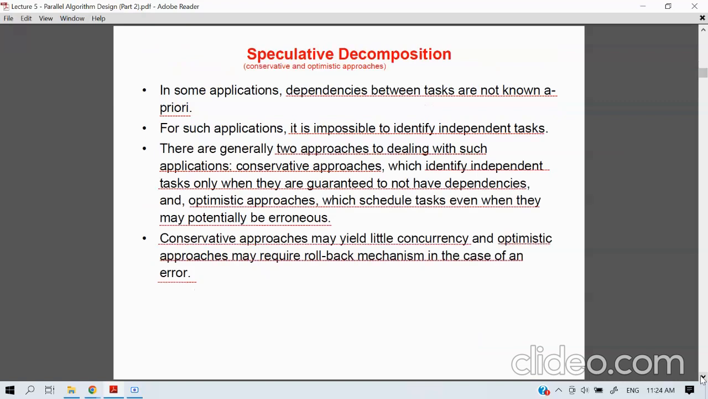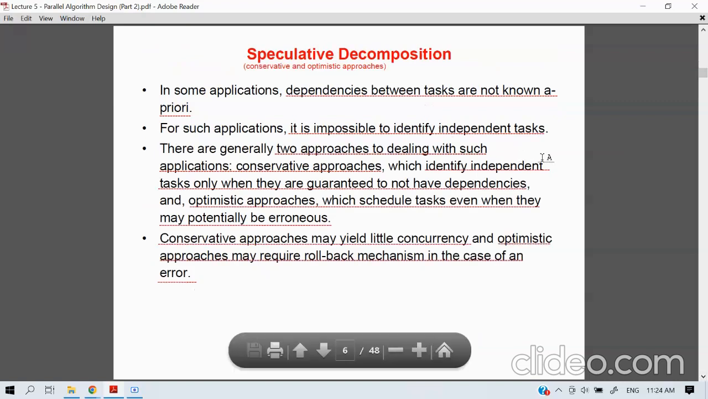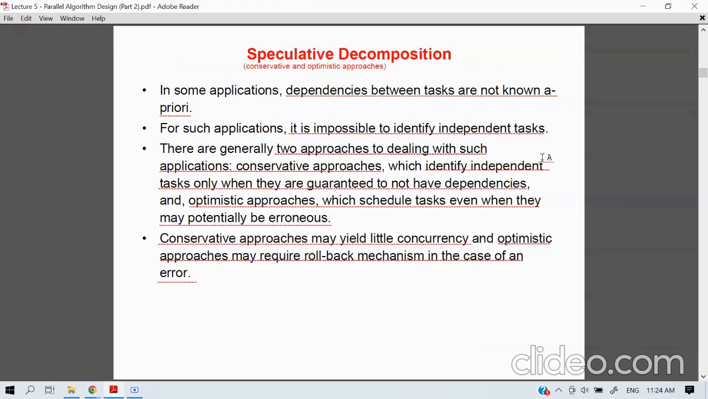Good try everyone. Okay, so the next one is called speculative decomposition. Tadi exploratory. Kita explore. Okay, kita cari try and error to complete the process or the work. So in speculative ni kita make speculate. Kita teka. Okay, kita agak-agak.